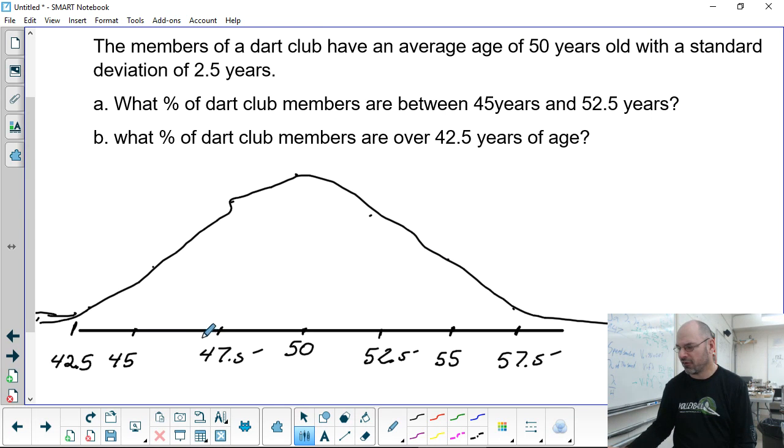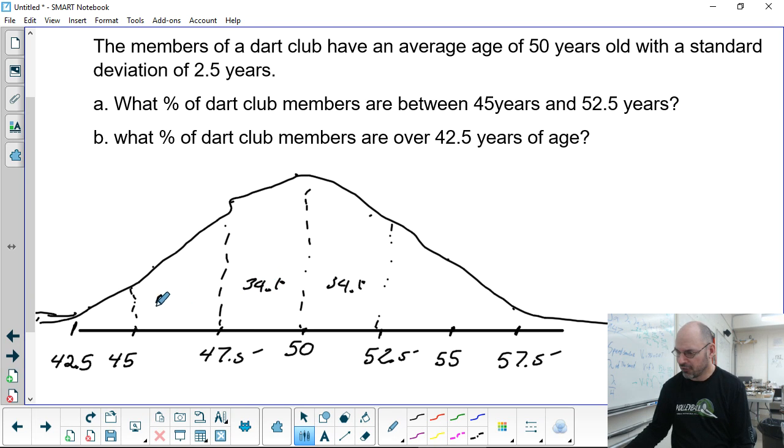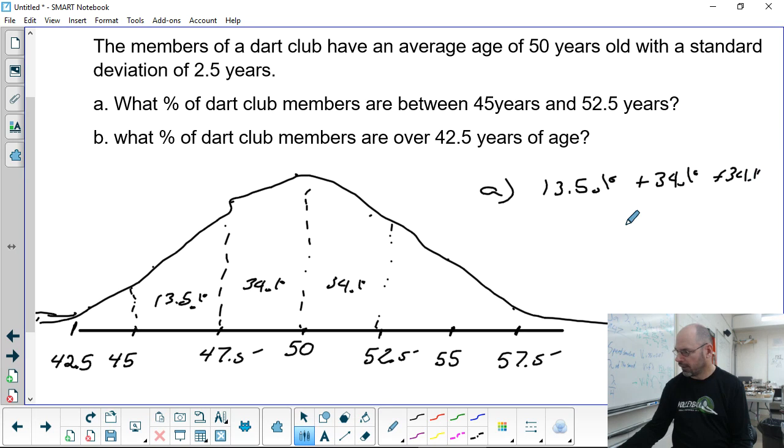The first question it asks us is from 45 to 52.5, so from here to here. If you reference page 250, you know that this is 34%, this is 34%, and this is 13.5%. So for A, it's going to be 13.5% plus 34% twice. If you add those all up, that's 68, 81.5%, sorry.